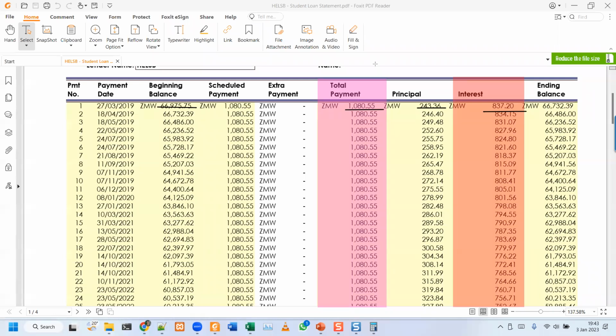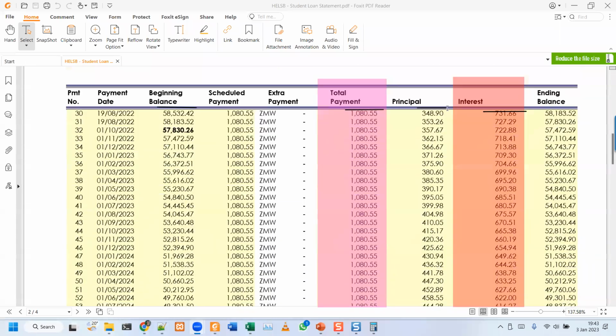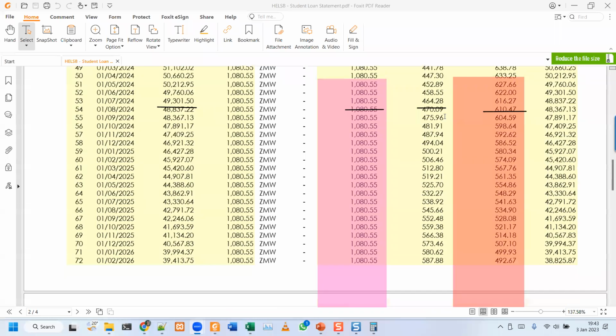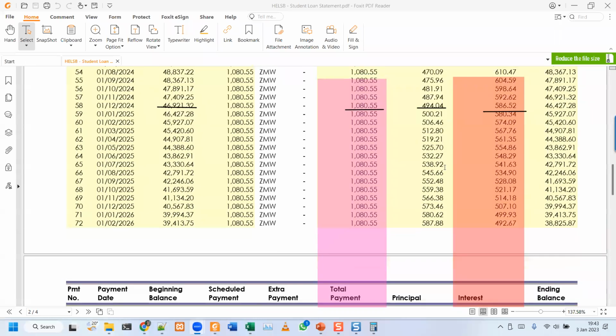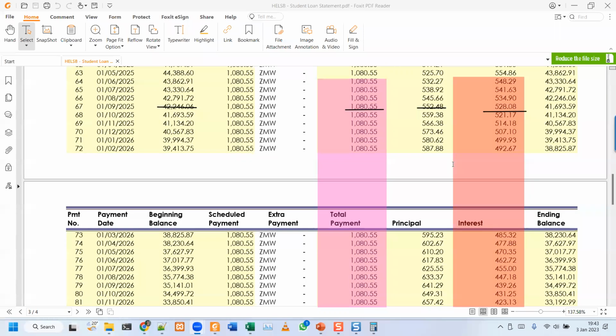So I'm just going to simply scroll down and see if I can find the point when things switch, when the principal payments become more. Yes, at point number 66 here. Just here.